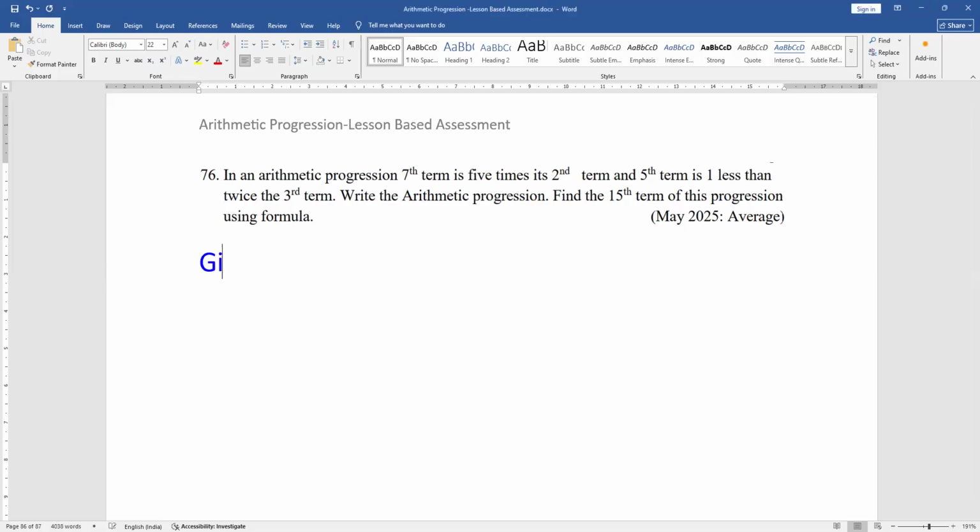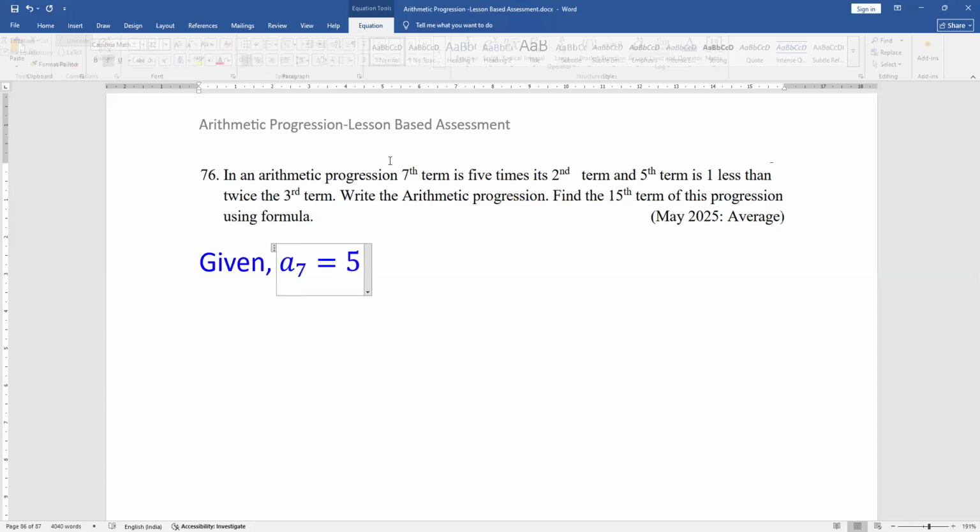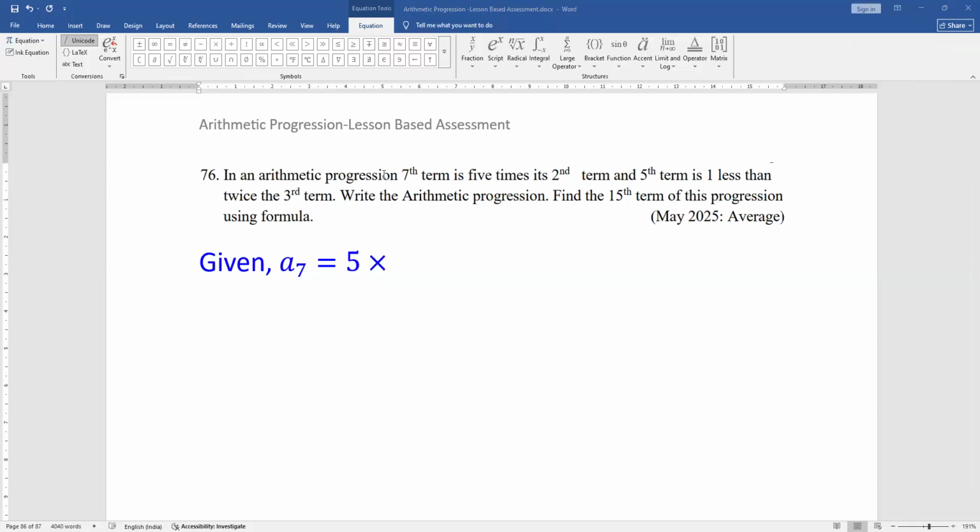So first I'm going to write given. Then in an arithmetic progression, seventh term is five times its second term. So seventh term is A7, correct? I write A7 is 5 times, and 5 times means multiplication, so you put a multiplication sign. 5 times what? Second term. Second term is what? A2. So A2, that whole thing.